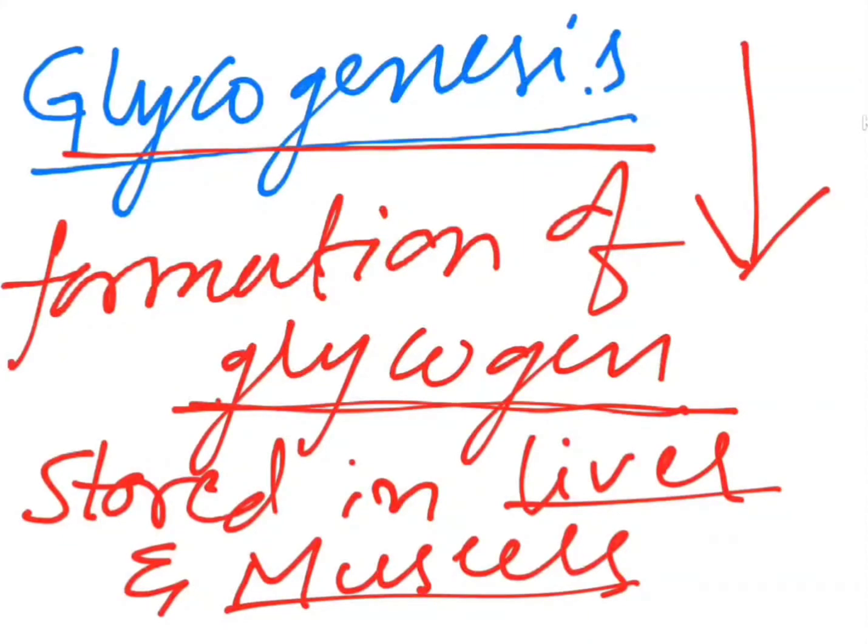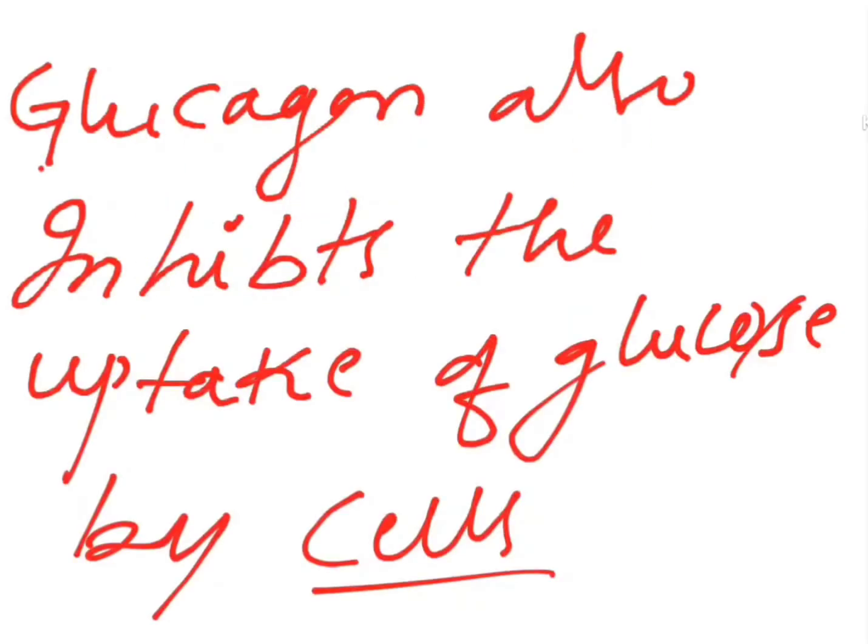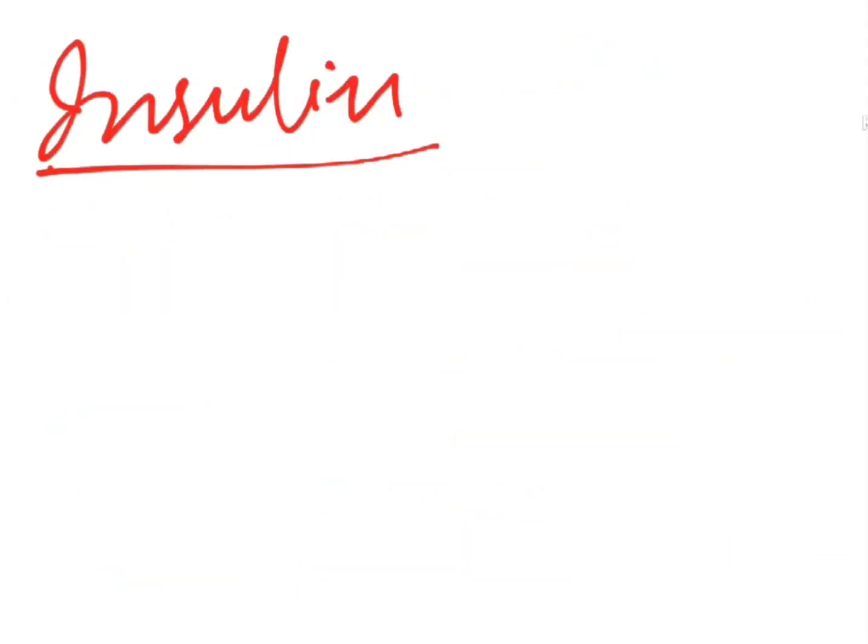When there is no storage of that excess sugar in the liver and muscles, that sugar will be left in the blood, and then it leads to an increase in the blood sugar level. That's why glucagon is also called the hyperglycemia hormone. And glucagon also inhibits the uptake of glucose by cells. So these are the functions of glucagon.